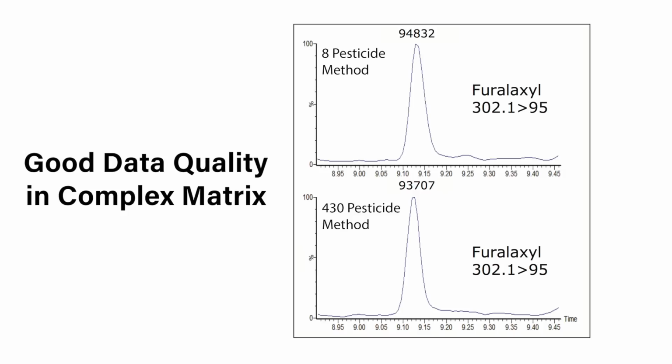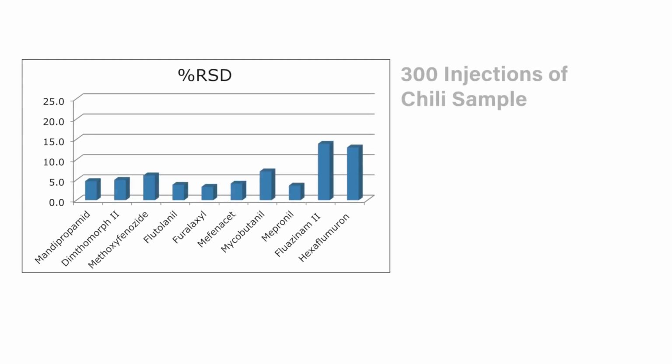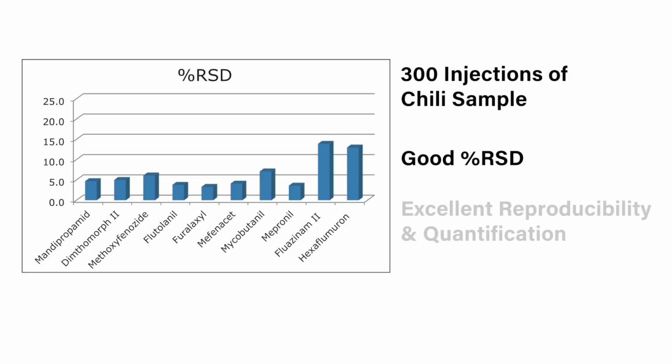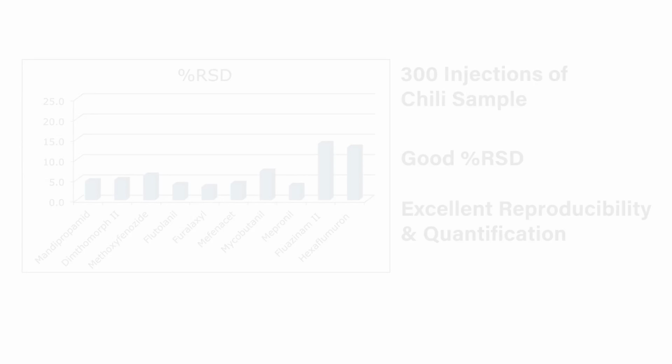To assess the repeatability and robustness of this method, 300 injections of the chili sample were analyzed, as shown here. All positive and negative ionized compounds showed good percent relative standard deviations over 300 injections. Despite the large number of MRM transitions employing polarity switching, the method showed excellent reproducibility and quantification at a lower concentration in a complex matrix.